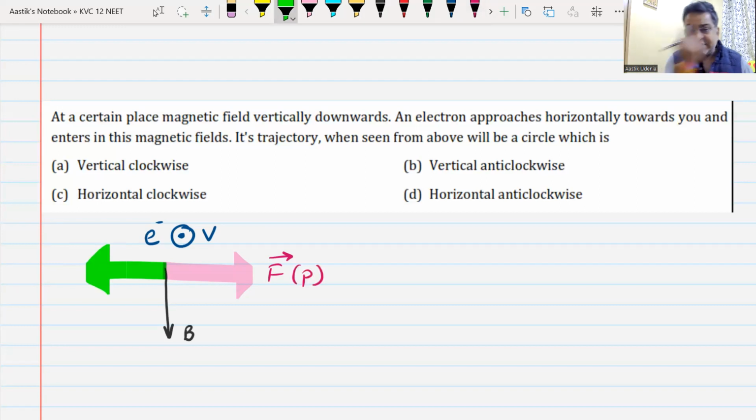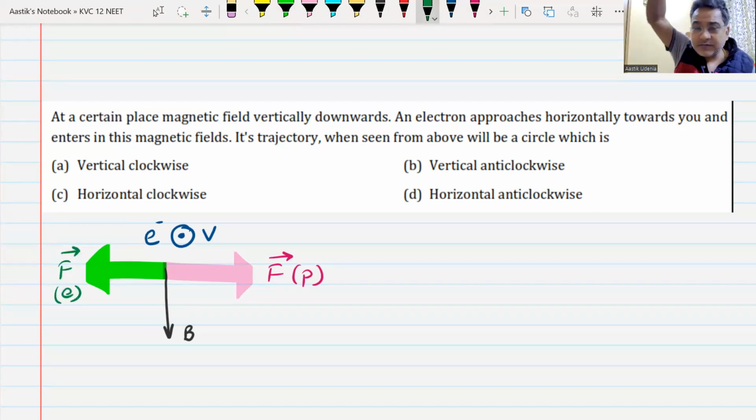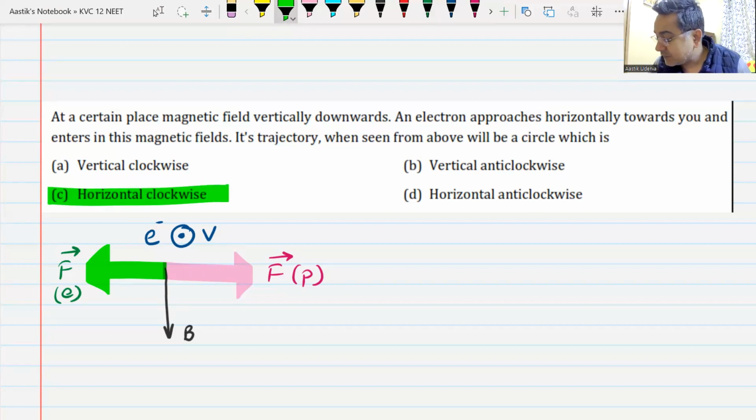Force would be like this, so it will move like this. This is the force on an electron. So if you look from the top, it will be moving in the clockwise sense from the top, and therefore the answer is horizontal clockwise. Remember, such questions may be difficult to imagine, but they can give you such questions because it's just about imagination. If you can put your imagination correctly, you should be able to solve such questions very, very simply.